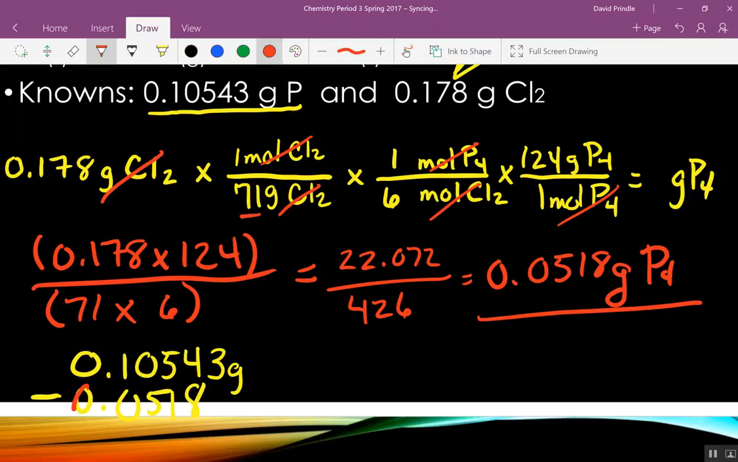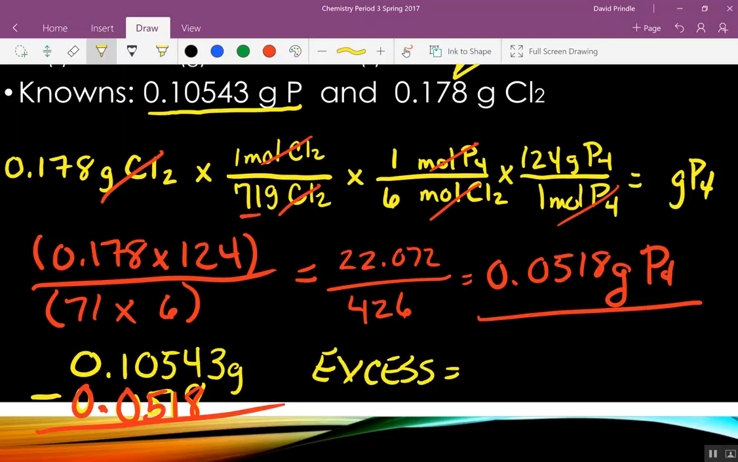So let me put this in red. 0.10543 minus 0.0518. What did you get? 0.05363. So your excess equals 0.05363 grams of P4. Now, you don't want to have excess phosphorus laying around because it's very flammable.